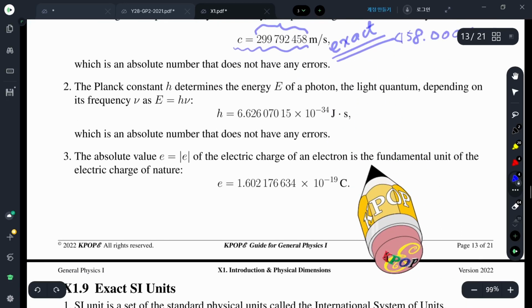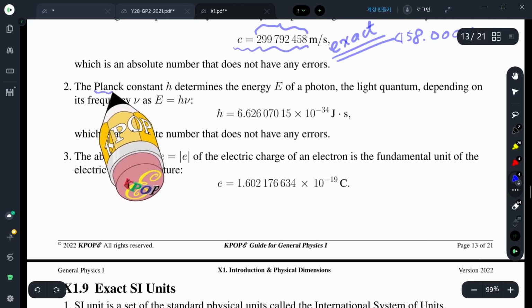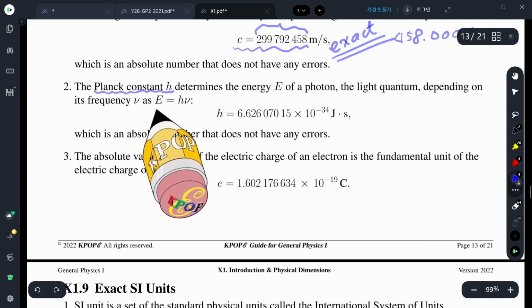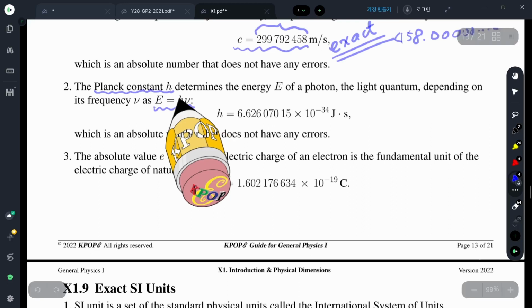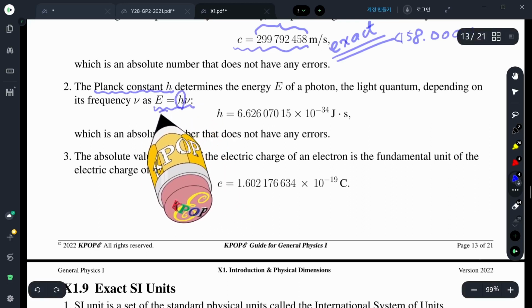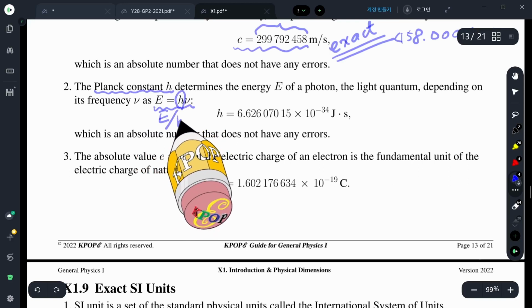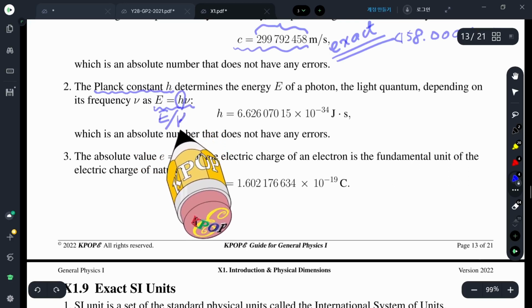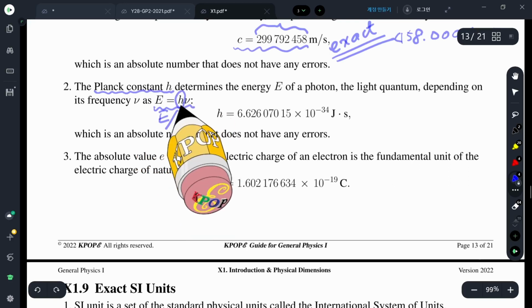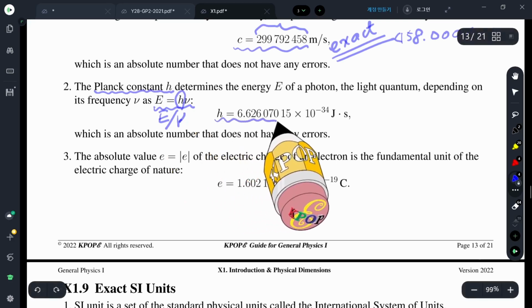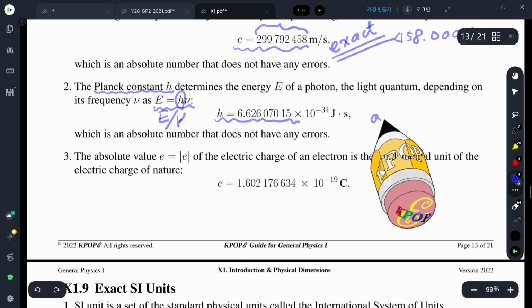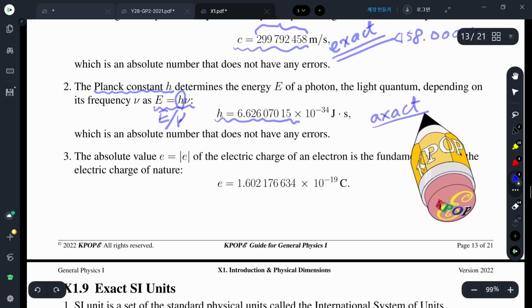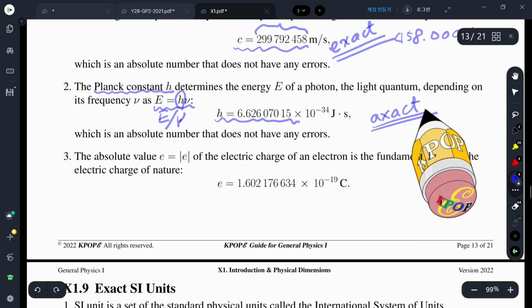Another fundamental constant is called the Planck constant. The Planck constant determines the energy of a single photon that has the frequency nu, and the slope, the ratio of energy to frequency nu, is the Planck constant. And this one is also an exact number. There is no uncertainty at all.